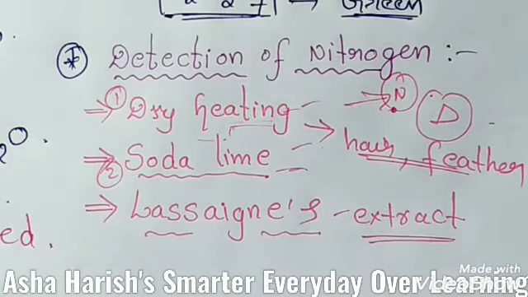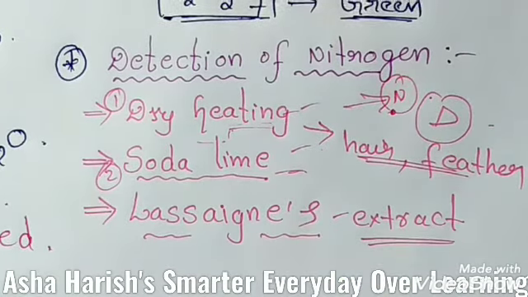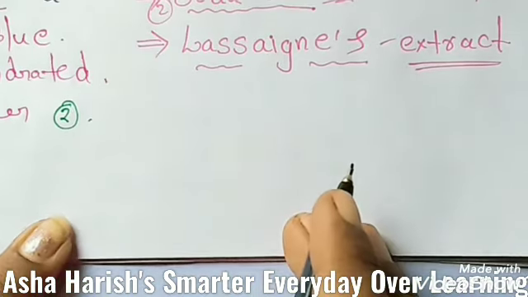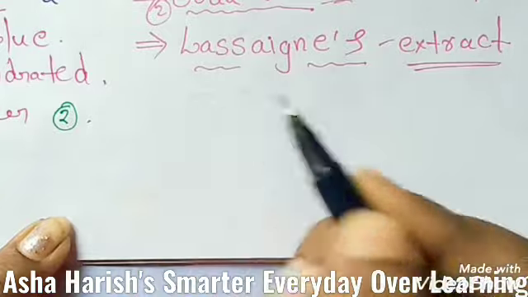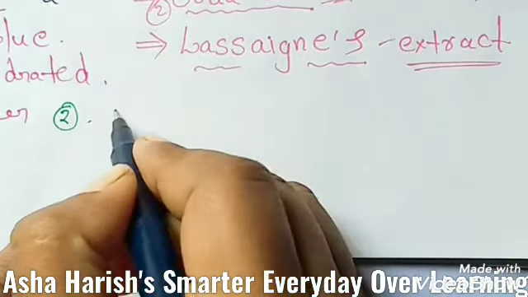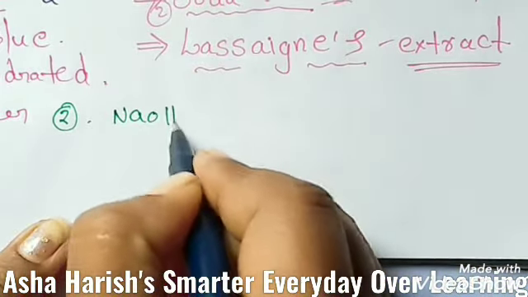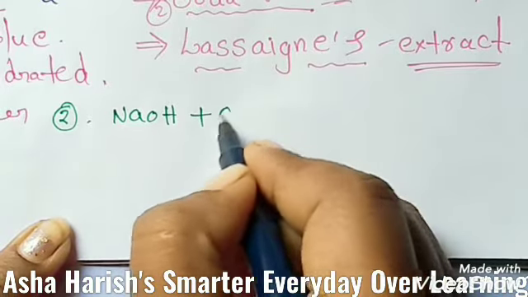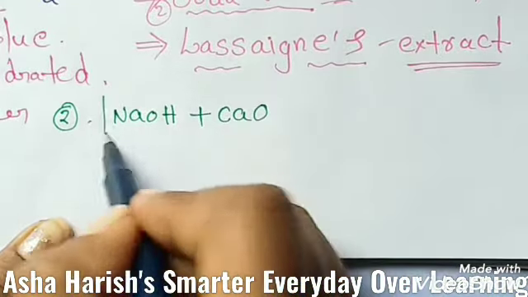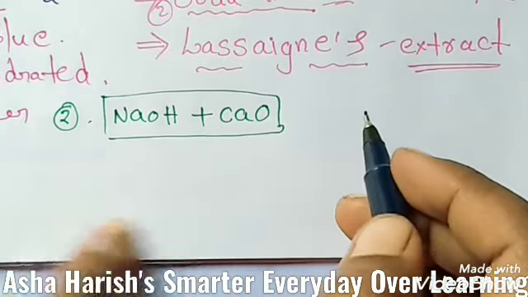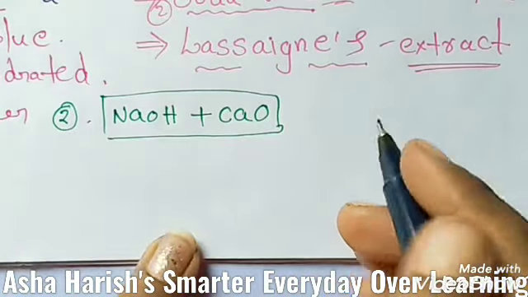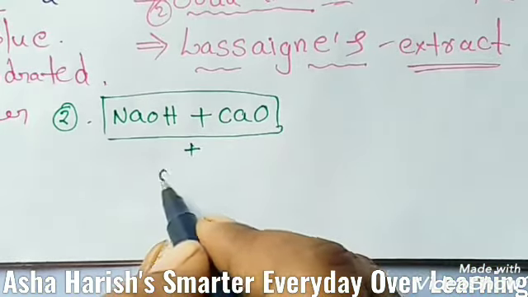Okay, here is what you have to do in this test. A pinch of organic compound is heated strongly in a dry test tube with soda lime. Soda lime means the combination of sodium hydroxide and calcium oxide. Okay, this is known as soda lime.